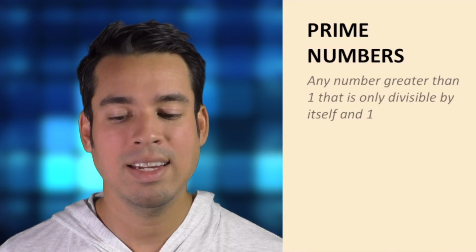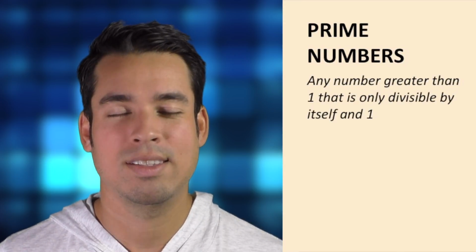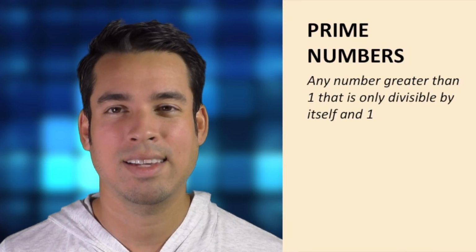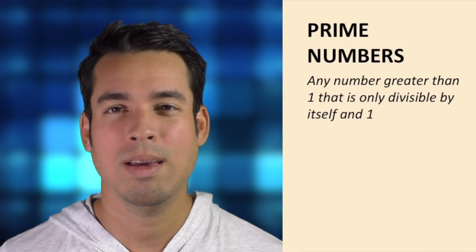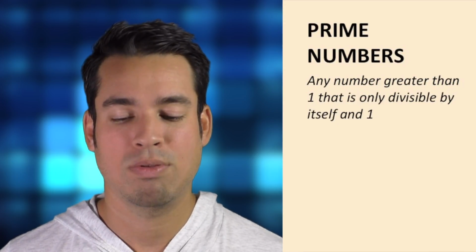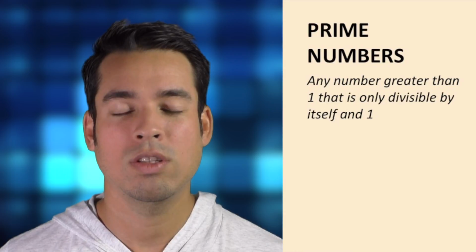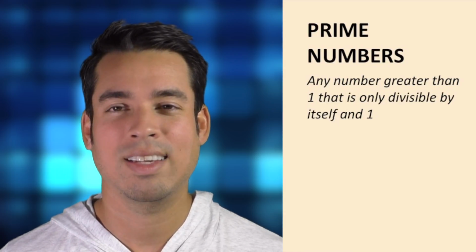Finally, let's talk about one other special type of number that's super important, which is called a prime number. So what is a prime number? A prime number is any number greater than 1 that is only divisible by itself and 1. So what does that mean? What's an example of a prime number? First of all, the smallest prime number that there is is 2.